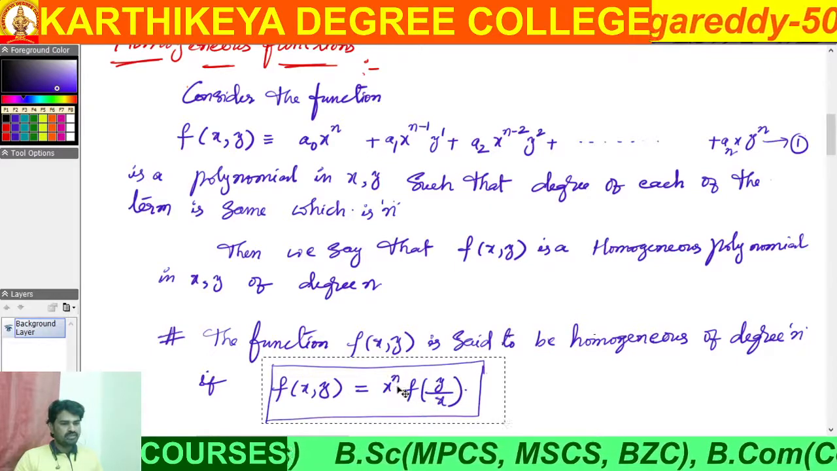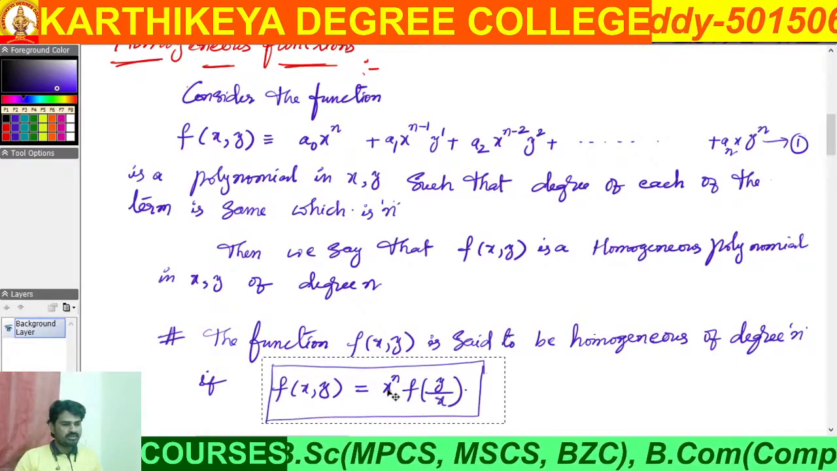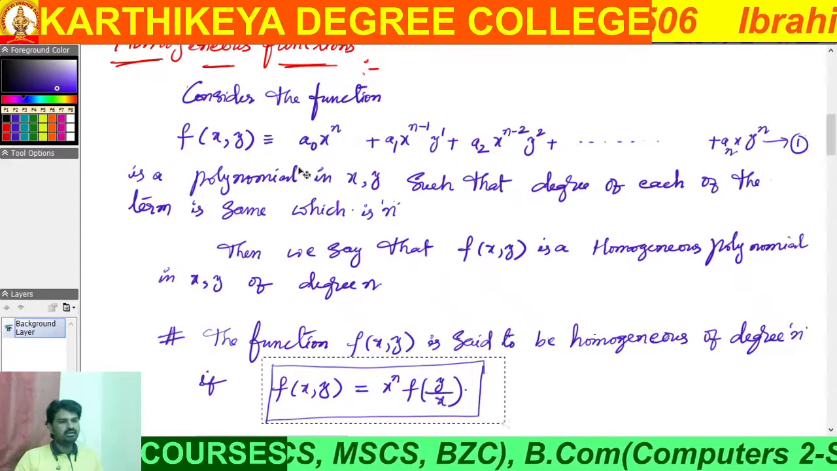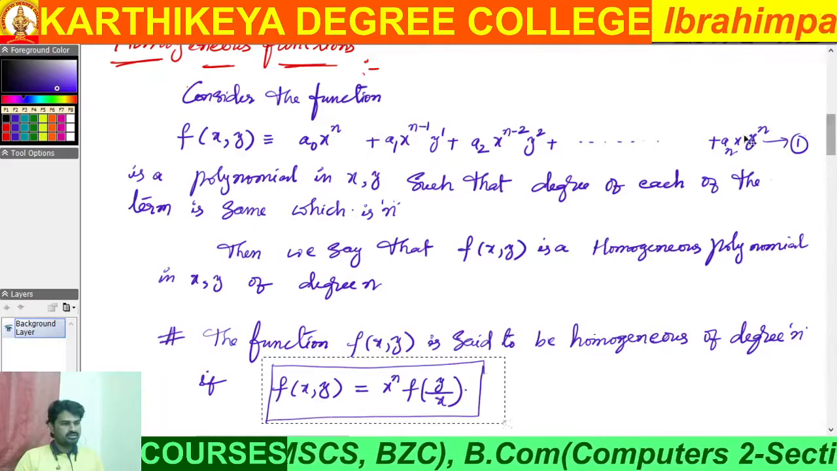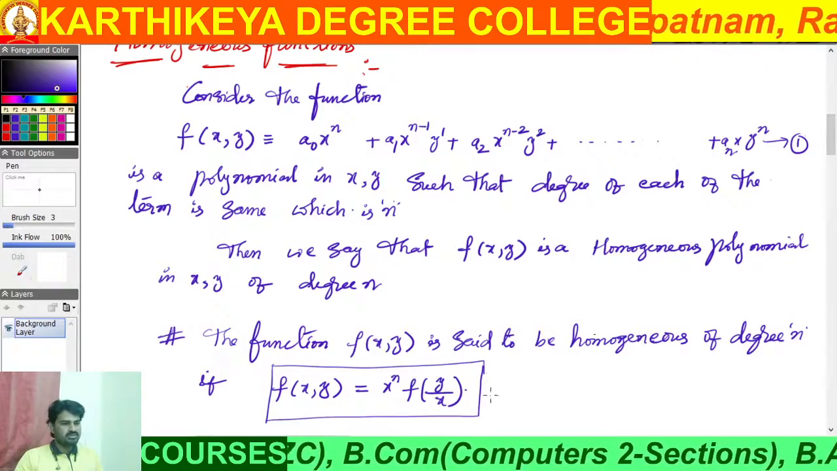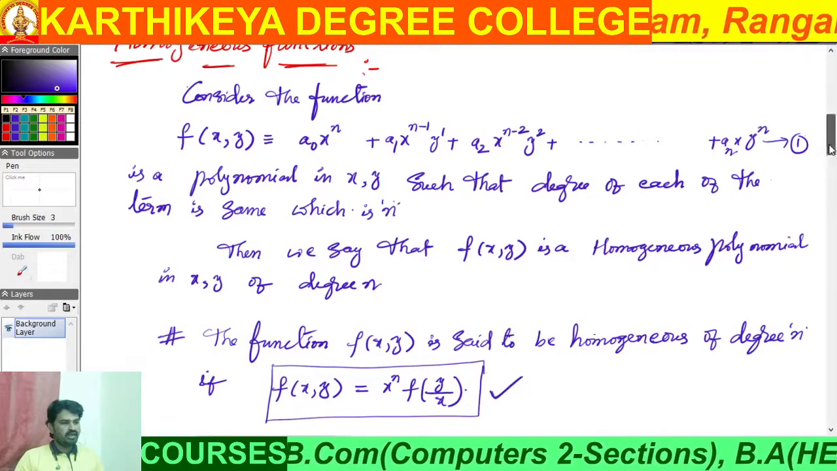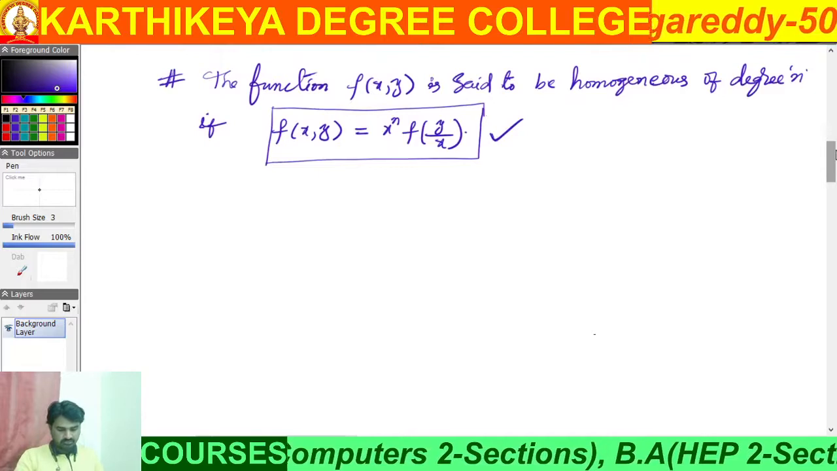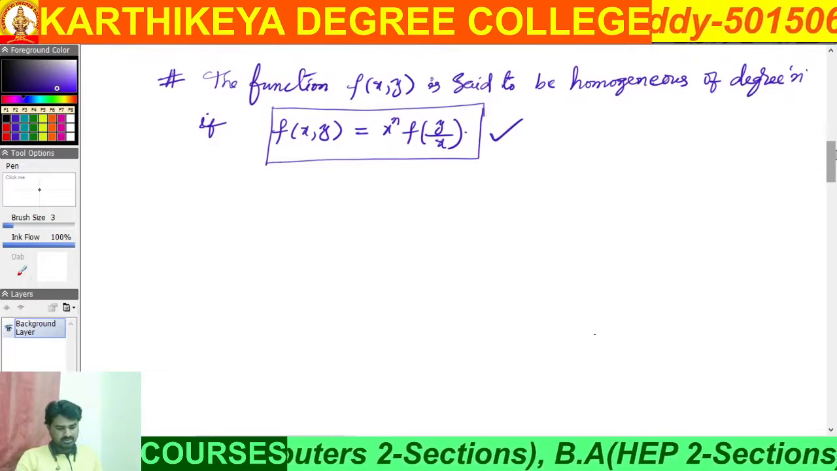So here, x to the power of n into f of y by x, here the power of x, what will be there? N. That will indicate the degree of the homogeneous function. Okay students, I hope you understand the homogeneous function concept. This is the important definition that I have kept in the bracket box. Okay, that is the important one. Next, some more examples.